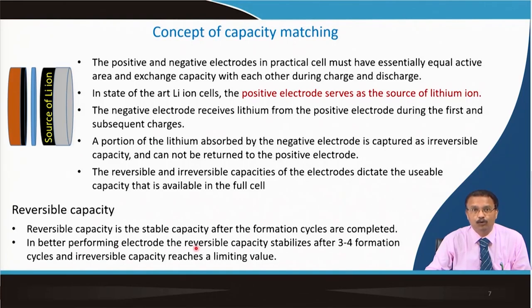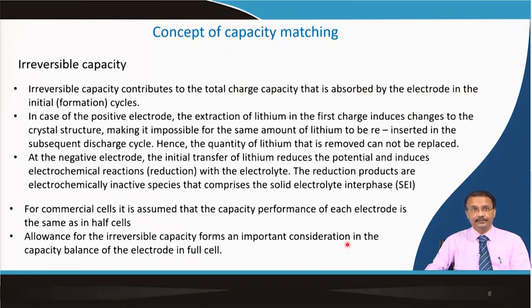In a better performing electrode, the reversible capacity is stabilized within 3 to 4 formation cycles. But if the quality of your electrode material is not that great, then it takes some time. So, you will have to continue till you get a constant reversible capacity that you must take into account. But usually, if you have a good quality electrode and your cell construction is good, then you can expect within 3 cycles you will get a reasonably good reversible capacity. Now, irreversible capacity contributes to the total charge capacity that is absorbed in the electrode in the initial formation cycle. So, that is there as a dead capacity.